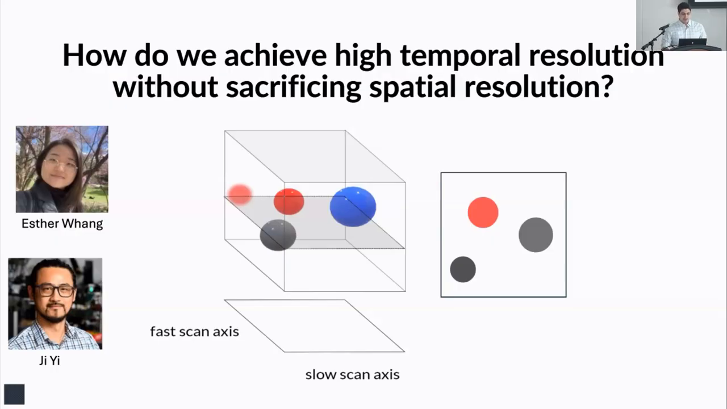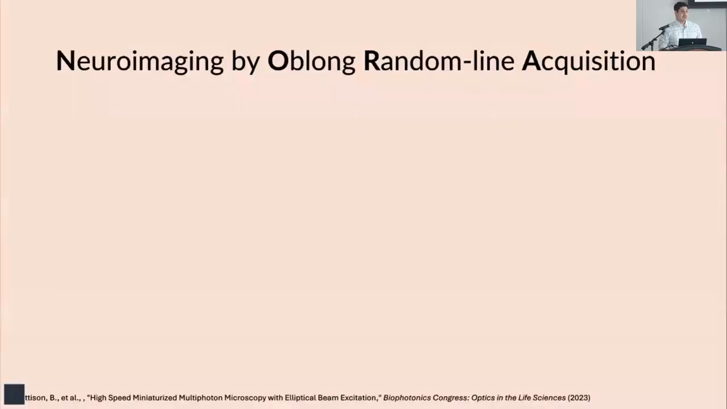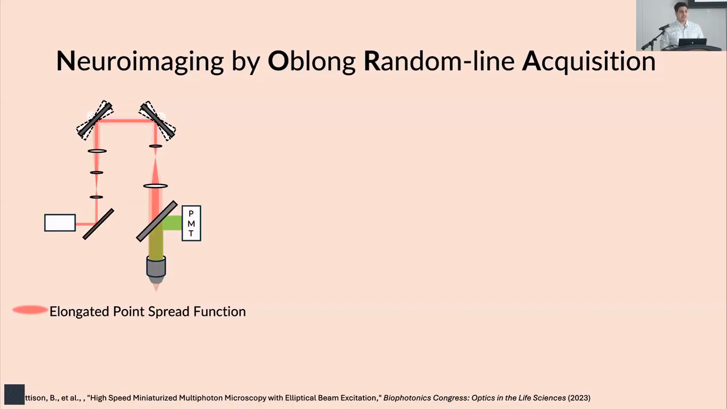So what's our approach? Rather than doing this whole raster scanning business point by point across the brain, we're going to use an approach that we call neuroimaging by oblong random line acquisition, or NORA. The first thing that we do is modify the point spread function a little bit into a little stretchy oval, right? This is done very easily. It's a trivial change to any two-photon microscope: you put a cylindrical lens in the path of the light. This has been done. It's a very simple thing that you can implement immediately. You don't need fancy optics.